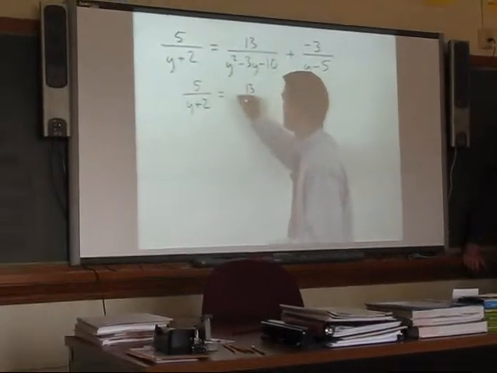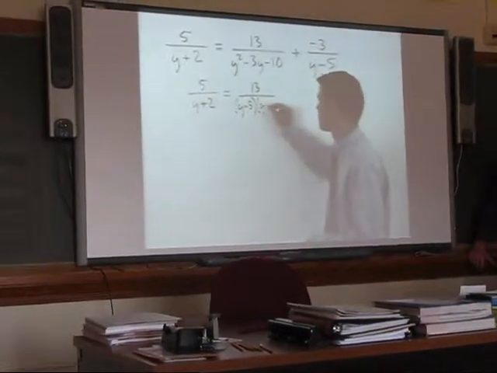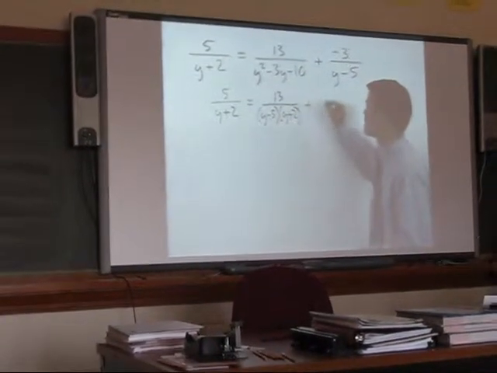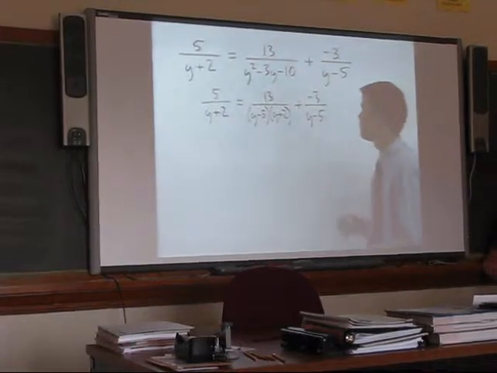equals 13 over y minus 5 minus 3 over y plus 2. See, now he does his factoring kind of as he goes with it. We kind of listen it down. Take the denominators and split them up.